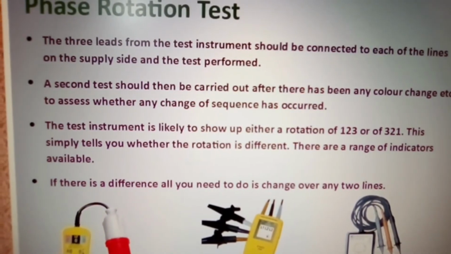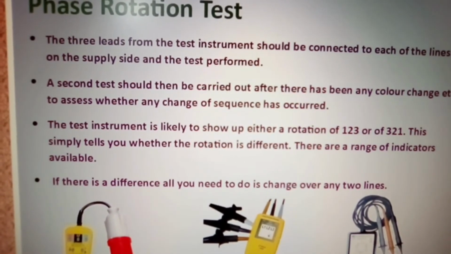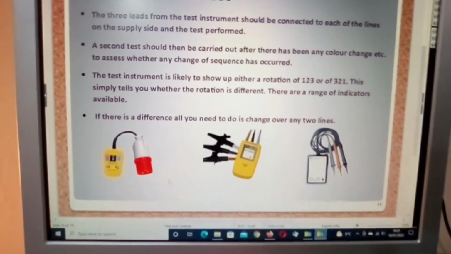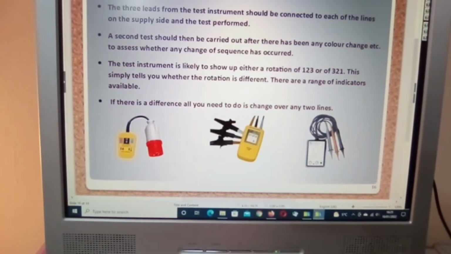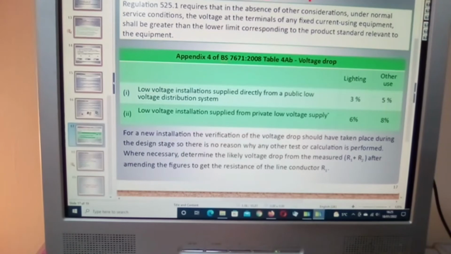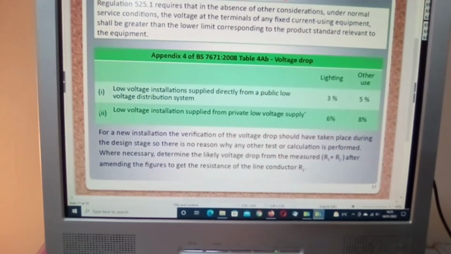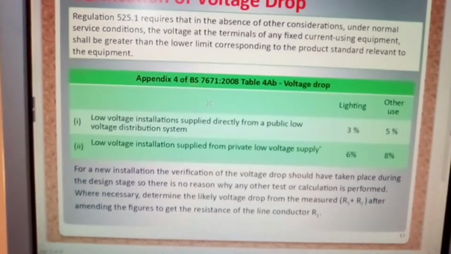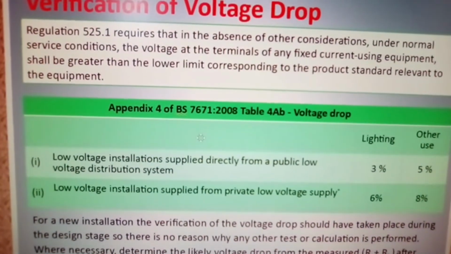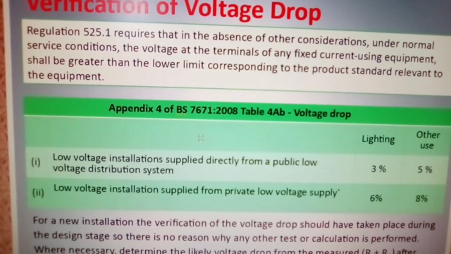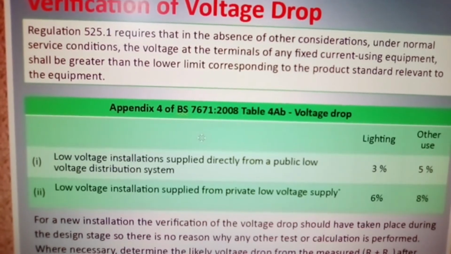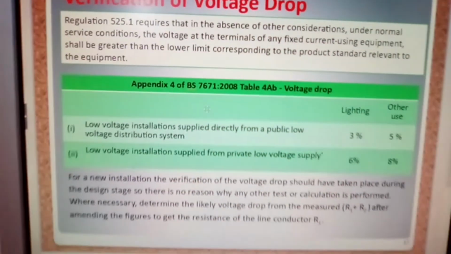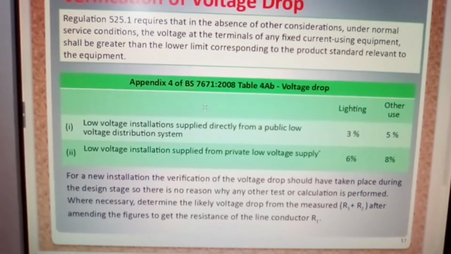These are just some of the testing tools you will need. Verification of voltage drop. Okay, I need to read this out to you. You can read this for yourselves.